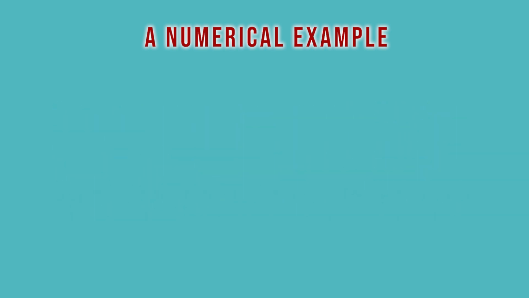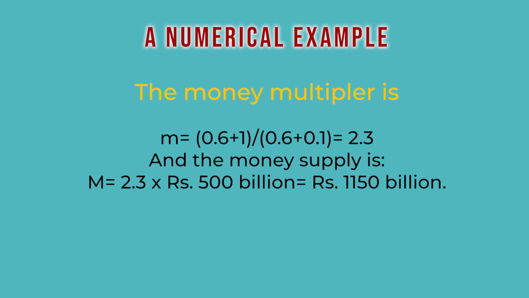So accordingly, what is my money multiplier? I've already said my money multiplier is (CR + 1) divided by (CR + RR). CR here is 0.6, so the numerator is 0.6 plus 1, divided by the denominator CR plus RR, that is 0.6 plus 0.1. If we solve this, it comes to 2.3.